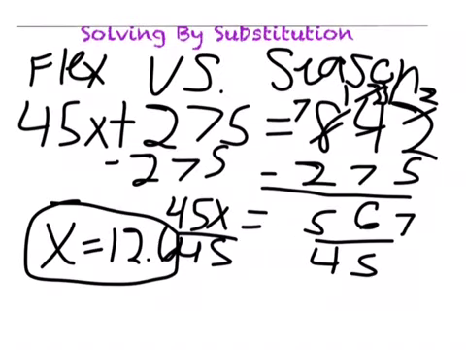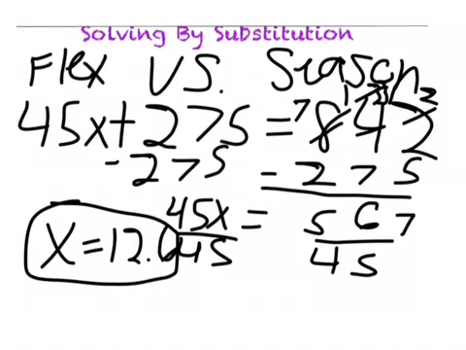Okay, so we're going to be solving by substitution again. So we have the flex versus the season. And the flex equation, as seen on the slide before, is 45x plus 275, which is normally equal to y, but we take away the y because y equals 842 is the season pass, and we don't need those two y's. They can just go away.